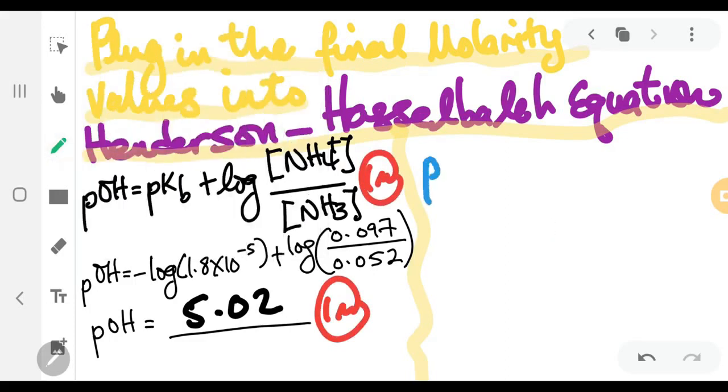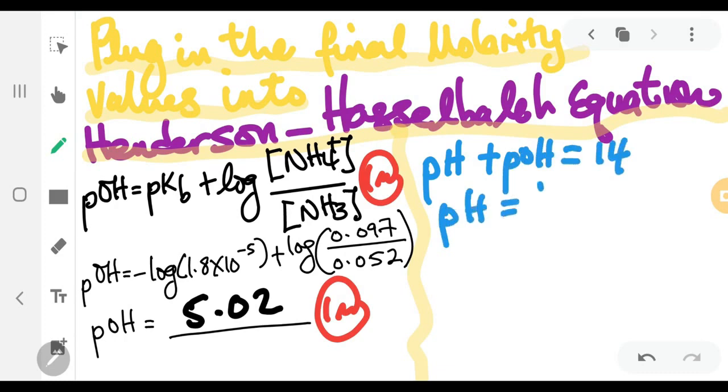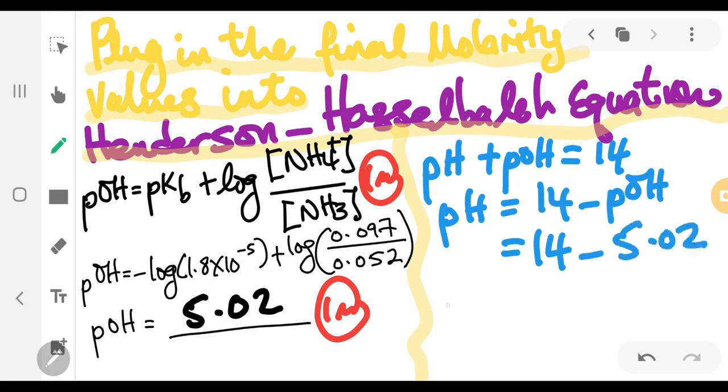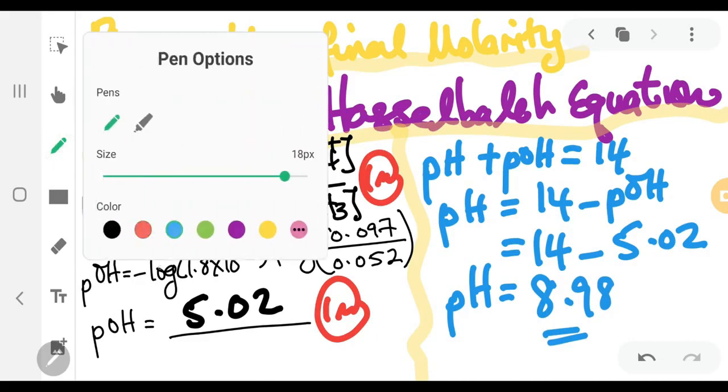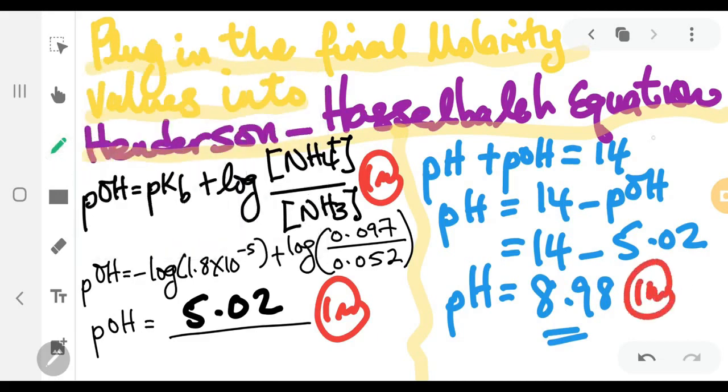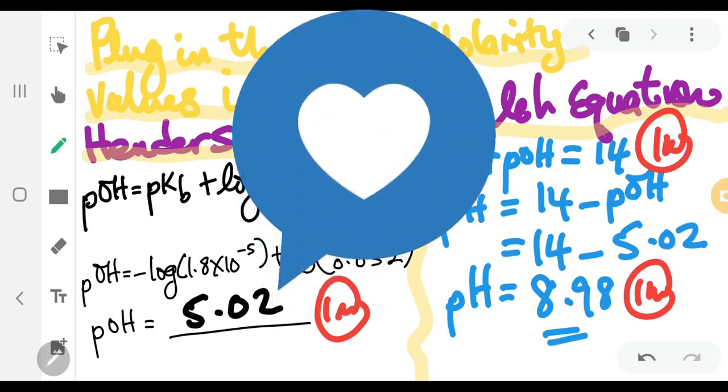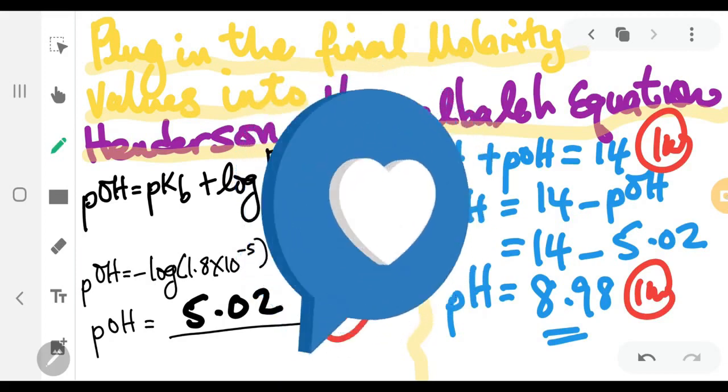Finally, to find pH, we need to consider that pH plus pOH equals 14. So pH equals 14 minus pOH, and the value of pOH is 5.02. So 14 minus 5.02, the pH value is 8.98. Get 1 mark and 1 mark right there. So that's how you're going to find the pH value of the buffer solution after you have added a small amount of strong base.